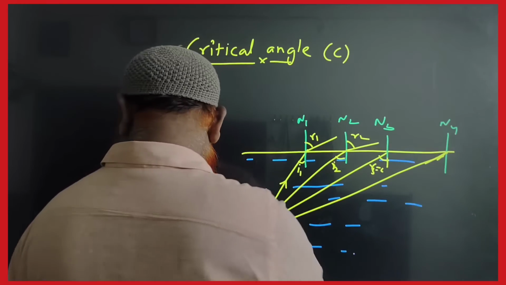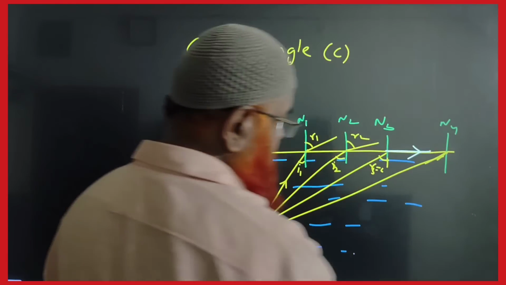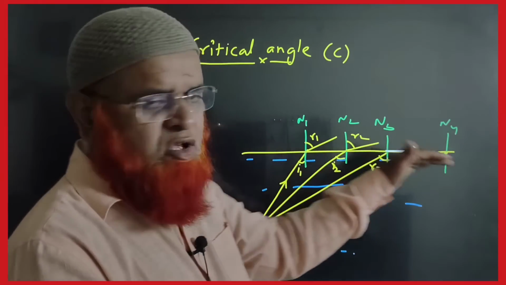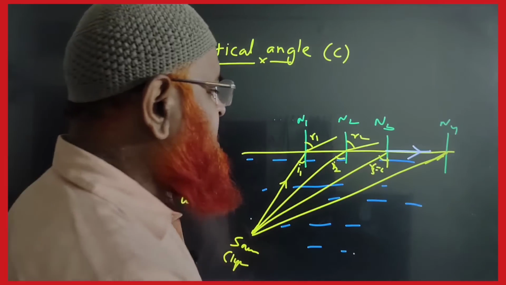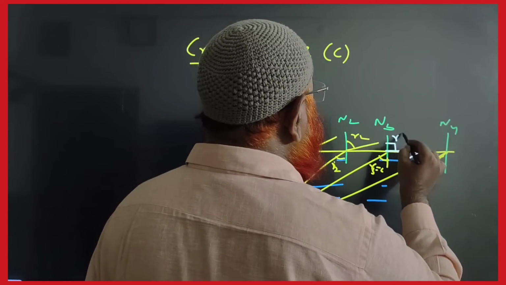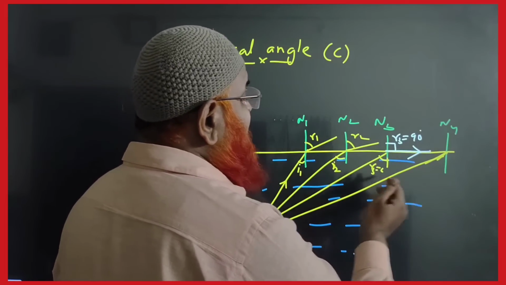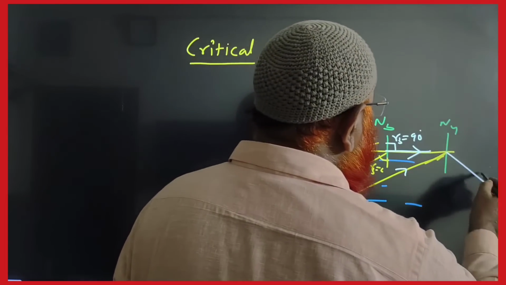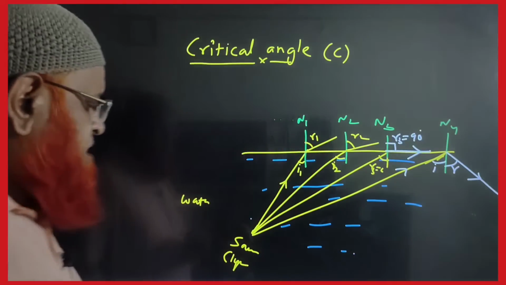angle. Why critical angle? Because the light ray exactly passes along the surface, exactly grazing the surface. At that time, the angle of incidence is said to be the critical angle, and this R3 is 90 degrees now. Beyond the critical angle, if light travels, then what happens? It will reflect back, and this is said to be the angle of incidence and angle of reflection.